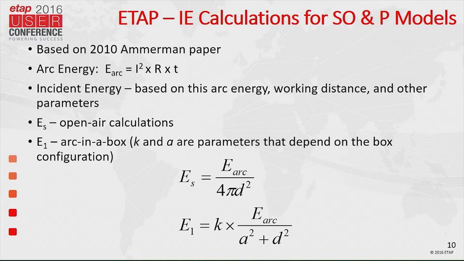This was based on some work done by a guy named Bob Wilkins, who looked at the IEEE 1584 original test data set and came up with an equation where he had some parameters that depended on the actual configuration of the box. You guys know that if you have an arc in a box, it tends to focus some of the energy towards the worker, so we can have kind of a multiplier effect when we look at incident energy. So open air arc, arc in a box, two ways to take our Stokes and Oppenlander and Paukert models and apply them to the calculations we want to do.